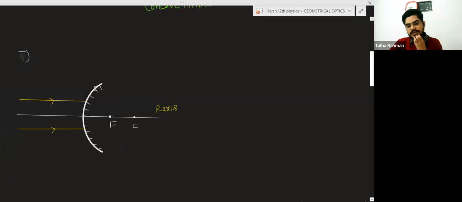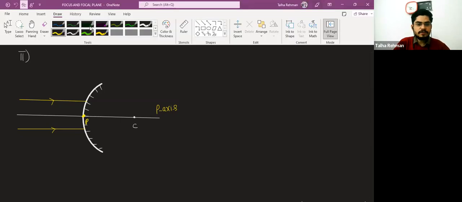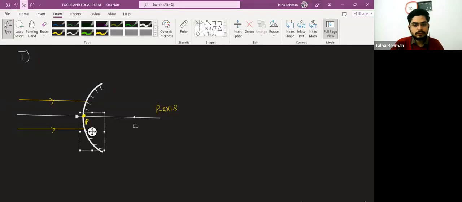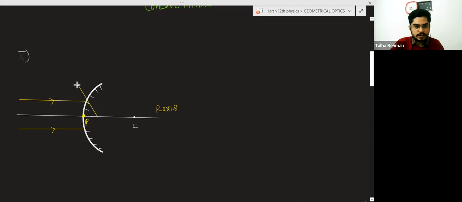This bulging outward surface is the reflecting surface, and here is the pole. Here is the center of curvature, and this line is the principal axis. So these rays of light are parallel to the principal axis. Now what will happen? This ray of light is striking the mirror at this point, and this will be reflected. Suppose this ray is reflected like this.